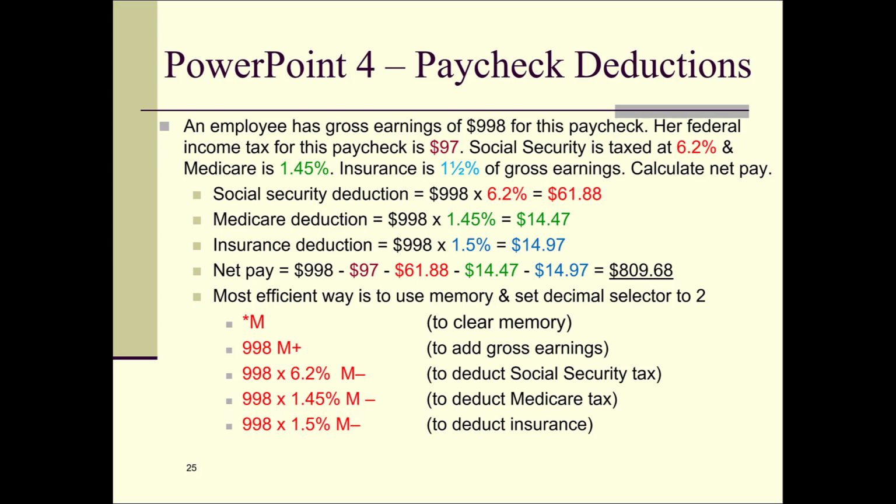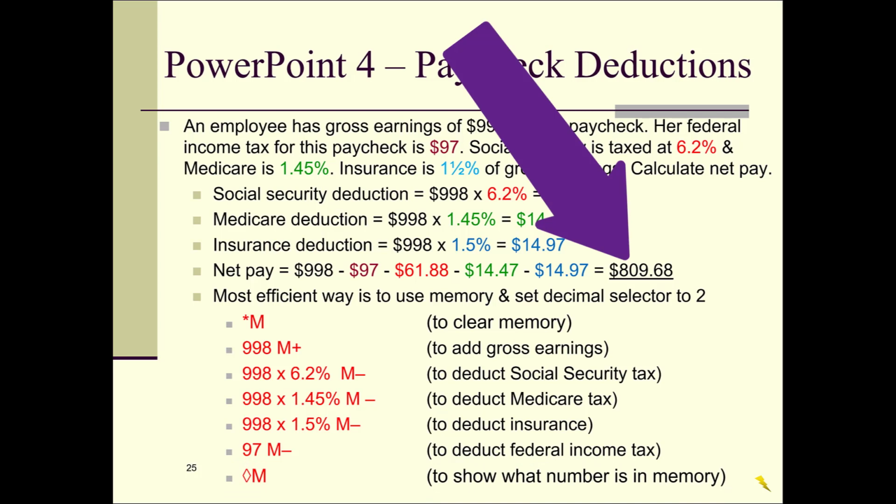Then don't forget about the federal income tax. Students often forget this. So we have to subtract that. So that's 97 M minus. Now we're done. So to see what's in memory, we hit Diamond M, and you should get 809.68.